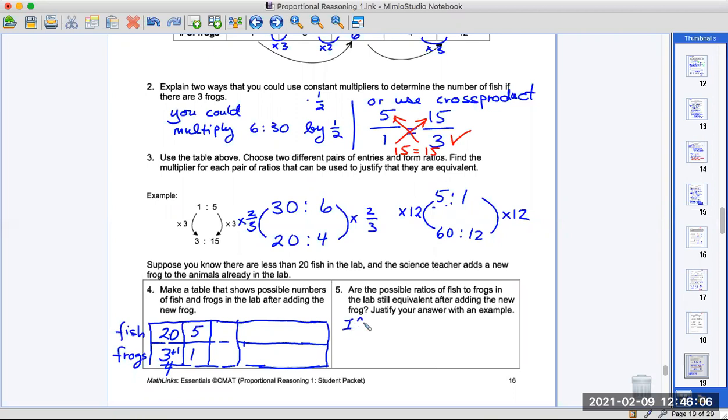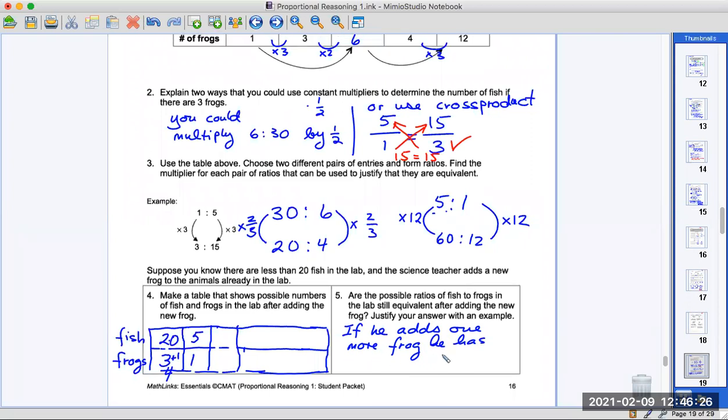Let's write that down. If he adds 1 more frog, he has to add 5 more fish, because each frog has 5 fish to it, yeah? To keep the ratio the same. I think that's what they want to hear.